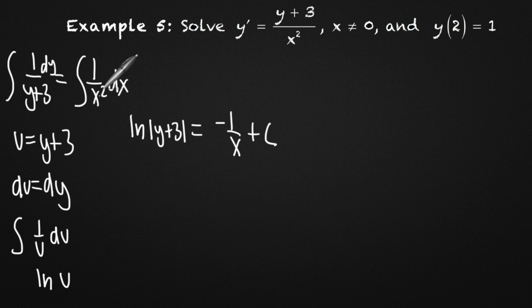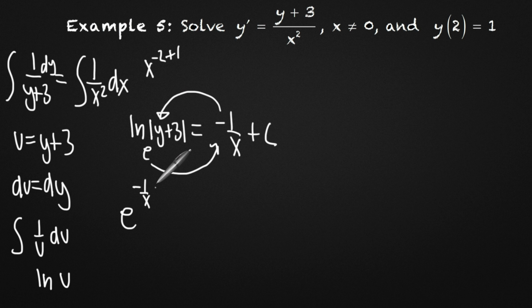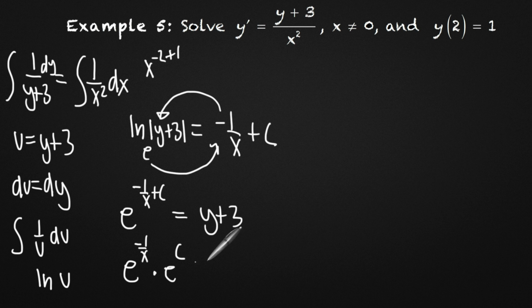And you get that by basically taking the x squared and moving it up to the top, making it a -2, and then adding 1 to the power and dividing by that result. So now I'm going to do the little thing where I rewrite it in terms of an exponential. So e to the -1 over x plus c equals y plus 3. Now I'm going to separate this just as I did in the last problem, and I'm going to make it e to the -1 over x times e to the c equals y plus 3. Now e to the c, as I said before, is just another constant.